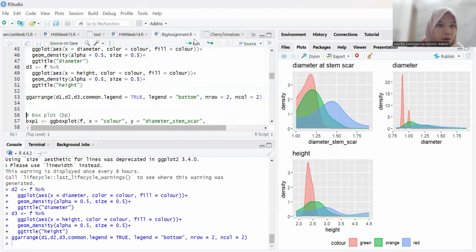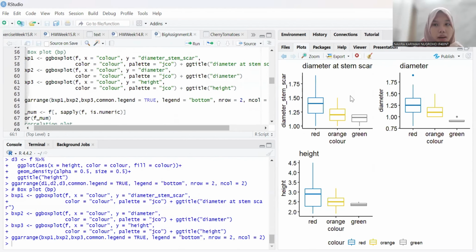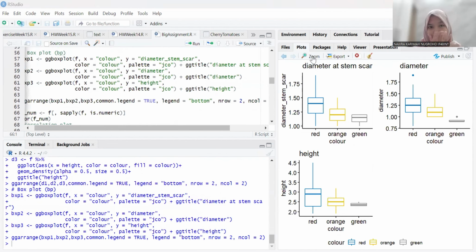The next one is a box plot. This box plot helps me understand better the distribution for each colored tomato and its dimension. So, for example, in this diagram, we can see that the diameter at stem scar for red tomatoes is somehow positively skewed, while the other colors are normally distributed. There's a slight difference between this box plot and the previous density plot.